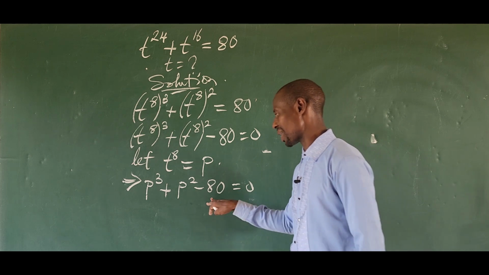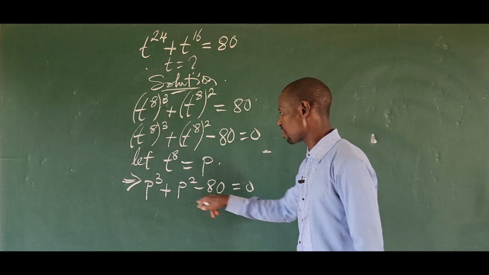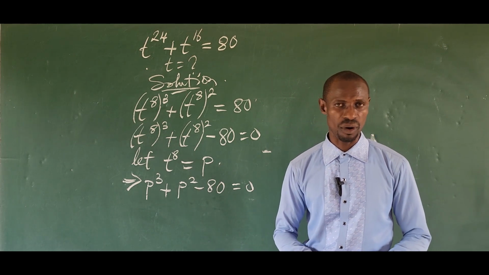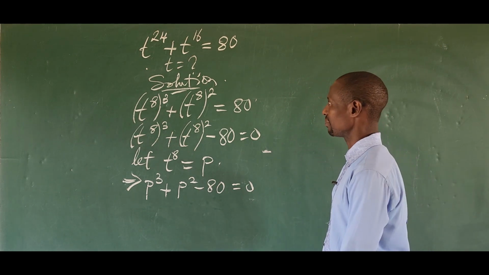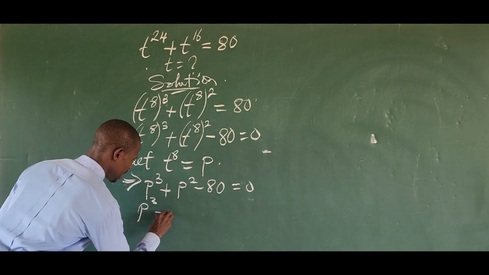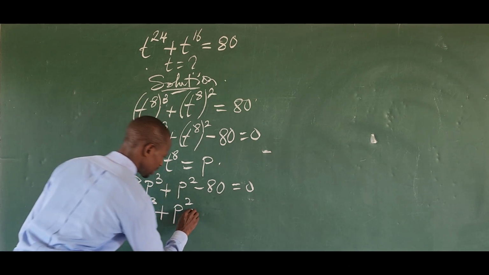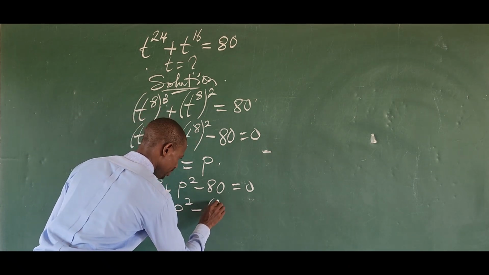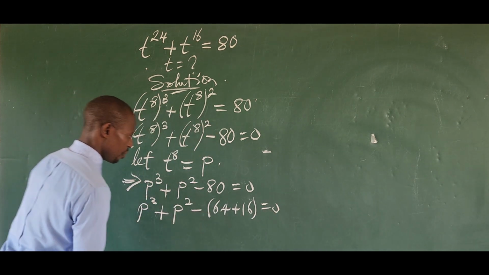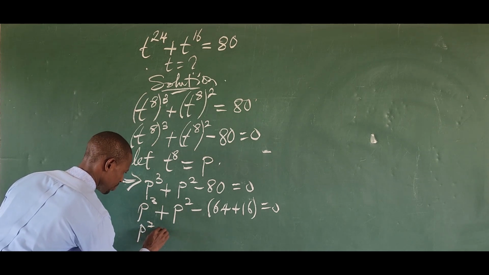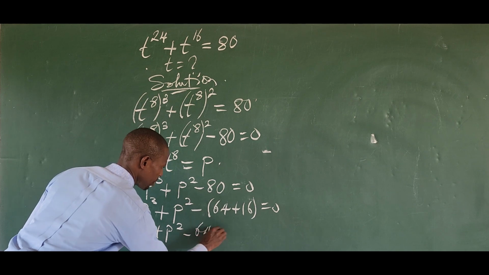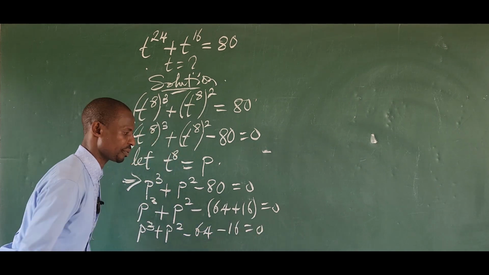What we're going to do now is rewrite this 80 with respect to this power and this power. So minus 80 can be written as minus 64 minus 16. If we do that, this gives us p to the power of 3 plus p to the power of 2 minus bracket 64 plus 16, close bracket, equal to 0. When we open up, we have p to the power of 3 plus p to the power of 2 minus 64 minus 16 equal to 0.